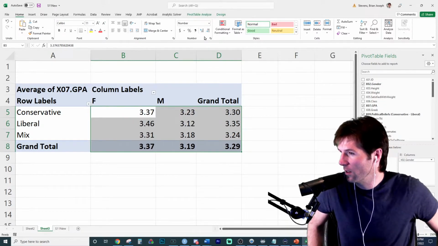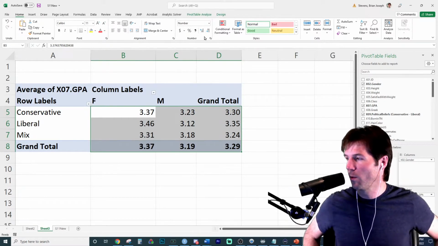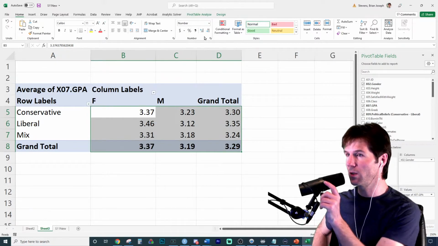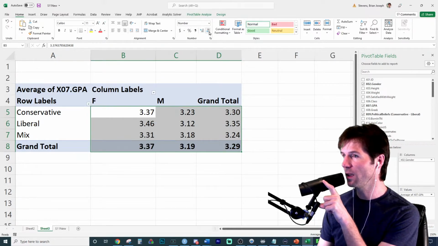Kristen, how does that look? Is that working good for you right there? Let me know if you were able to change the decimal places under the Home tab, the decimal changes.